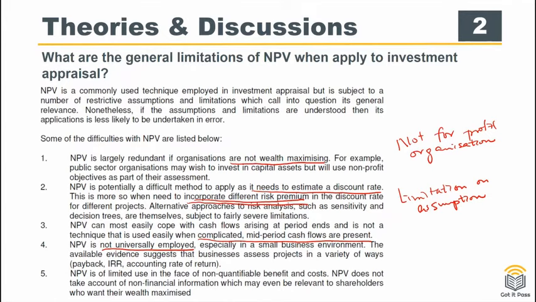The fifth one is that NPV is of only limited use if there are any non-quantifiable benefits and costs, because NPV does not consider or account for any non-financial information.